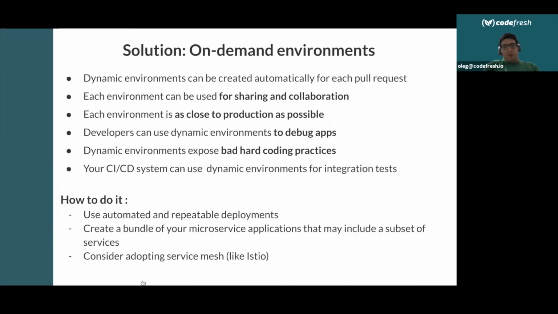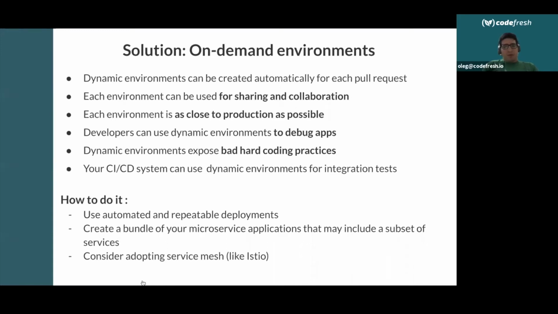I think one of the main items that an organization should implement in order to resolve this long feedback loop problem is to implement on-demand environments. On-demand environments, or dynamic environments, means that you can constantly and automatically create a full or partial environment of your distributed application.